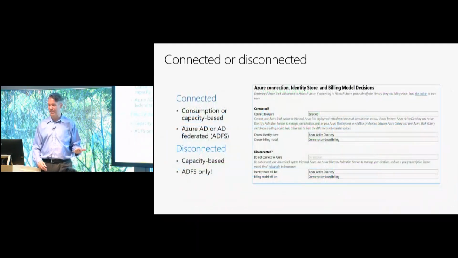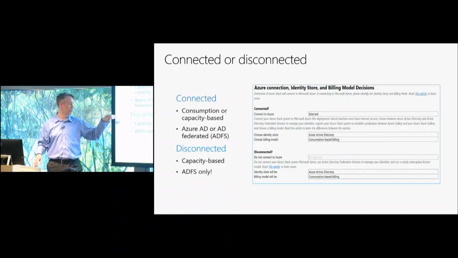Okay, so that's the connected or disconnected decision. As I said, if you're disconnected, there are some harsh restrictions. You obviously have to use ADFS, because if you're not connected to the internet, you can't connect to Azure AD. And you must use capacity-based billing, because if you're not connected to the internet, you can't emit the meters up to Azure to form your bill on a monthly basis. So those choices are constrained depending on what model you pick.